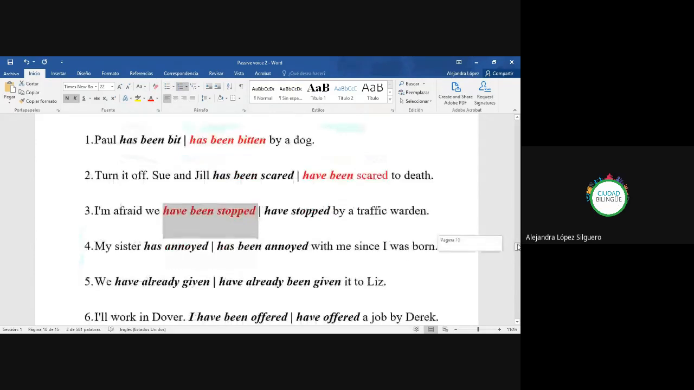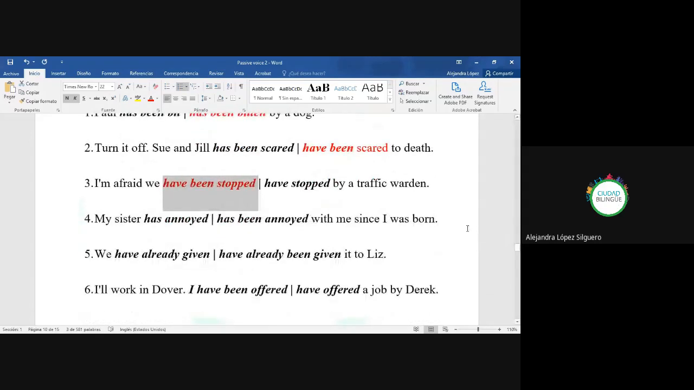Number four. My sister has annoyed or has been annoyed with me since I was born. Has been annoyed, right? Has been annoyed. Very good. Number five. We have already given or we have already been giving it to Liz.